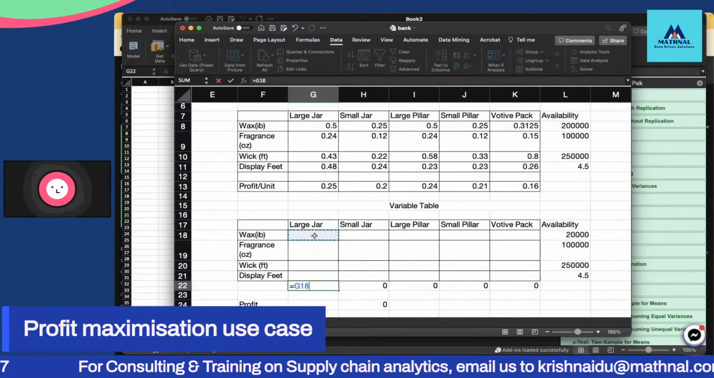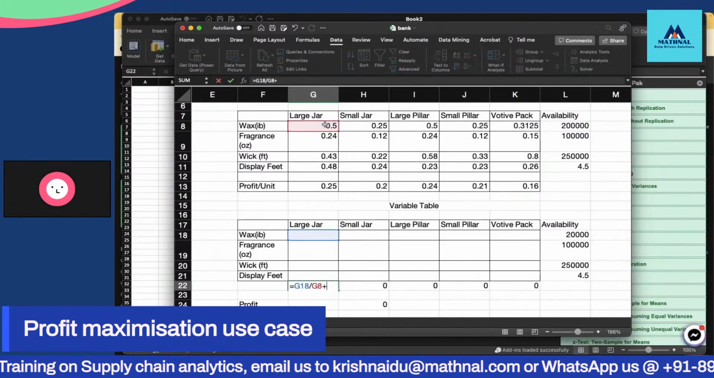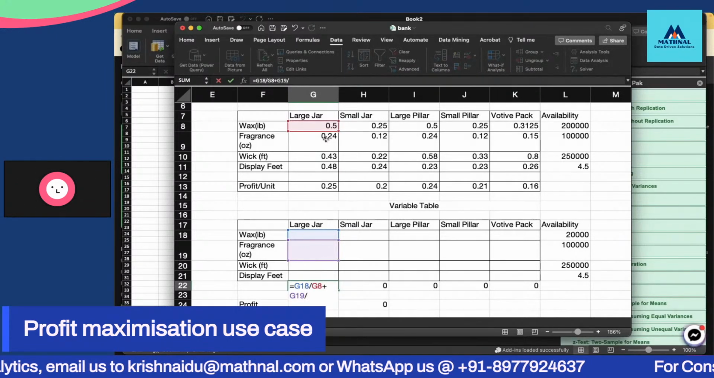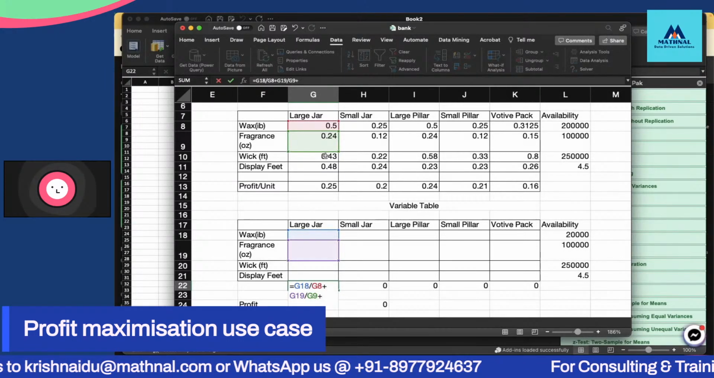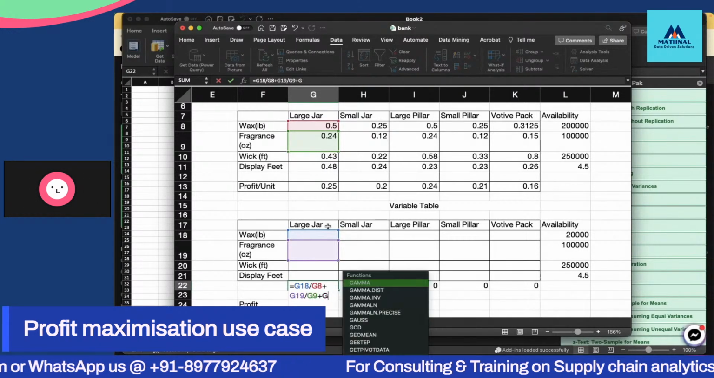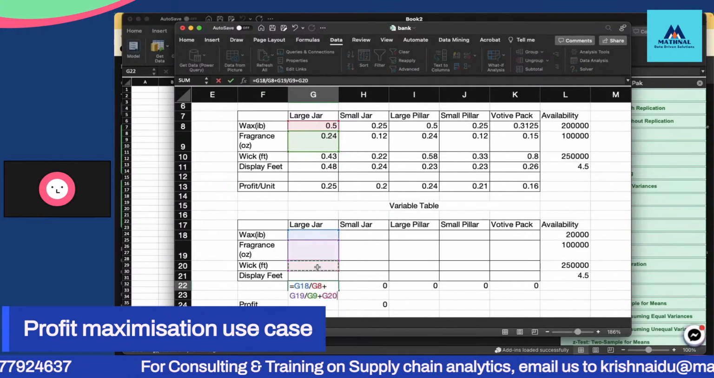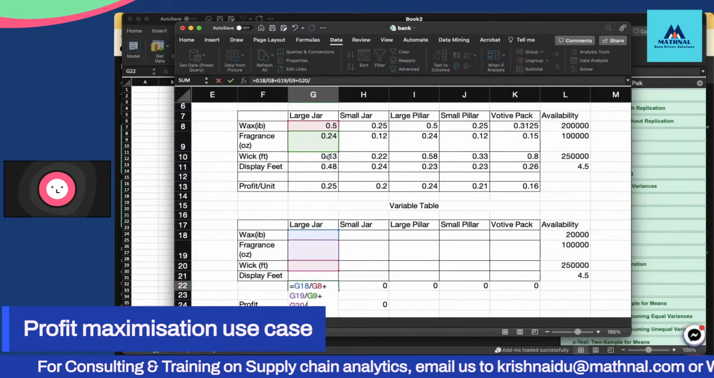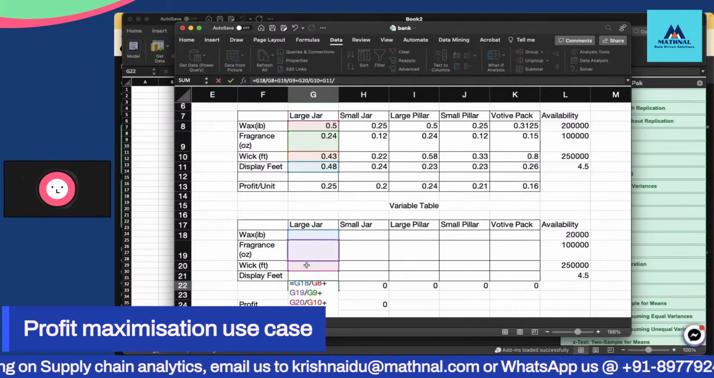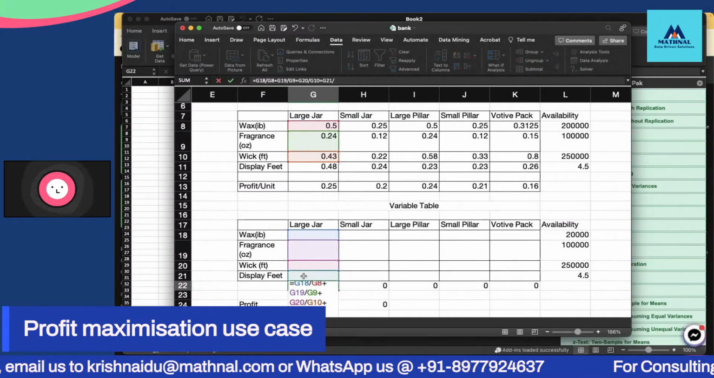So this divided by 0.5 plus this divided by 0.24 plus this divided by 0.43 plus this divided by, oh sorry, D20, this divided by 0.48.